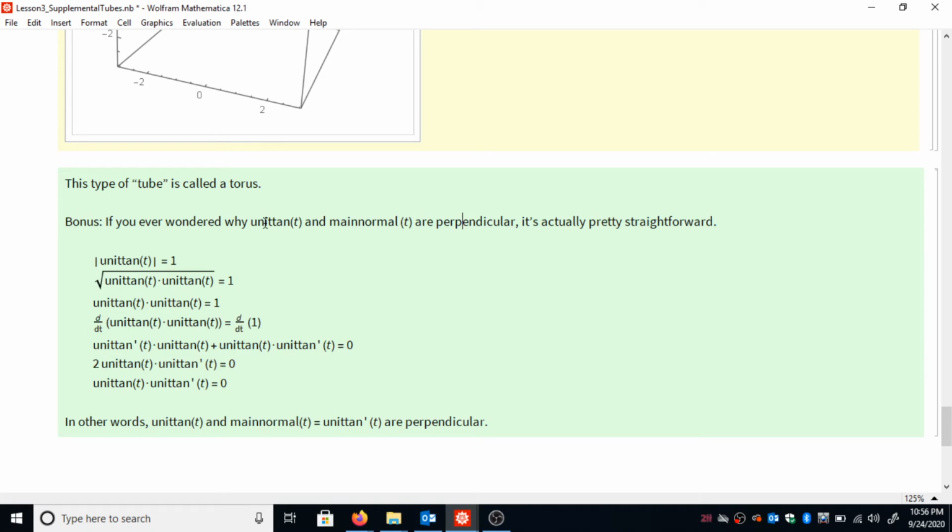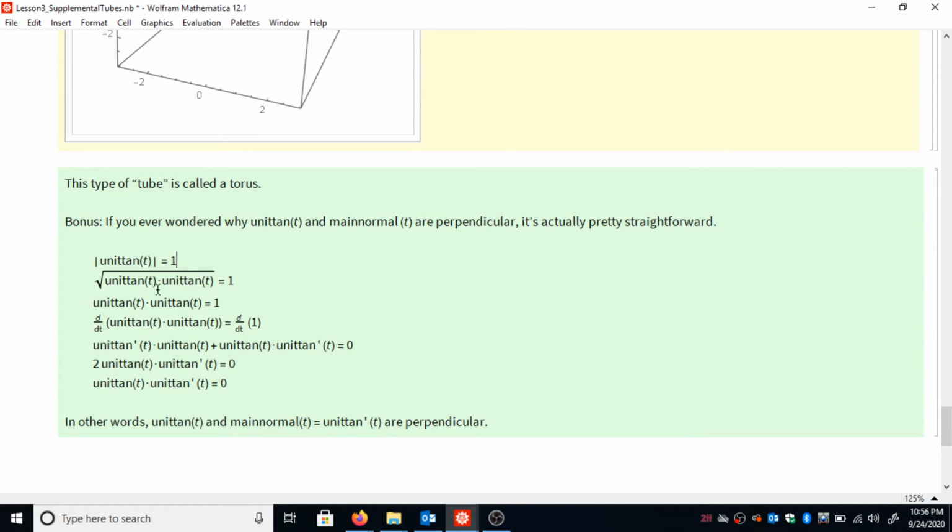So here's a quick little proof about why the unit tangent and the main normal vector are perpendicular to each other. The main thing to remember is that the unit tangent vector has a magnitude of 1. So I can write that the unit tangent vector has a magnitude of 1. Now I can unpack that definition for magnitude. That means the square root of the dot product of the unit tangent with itself is equal to 1.